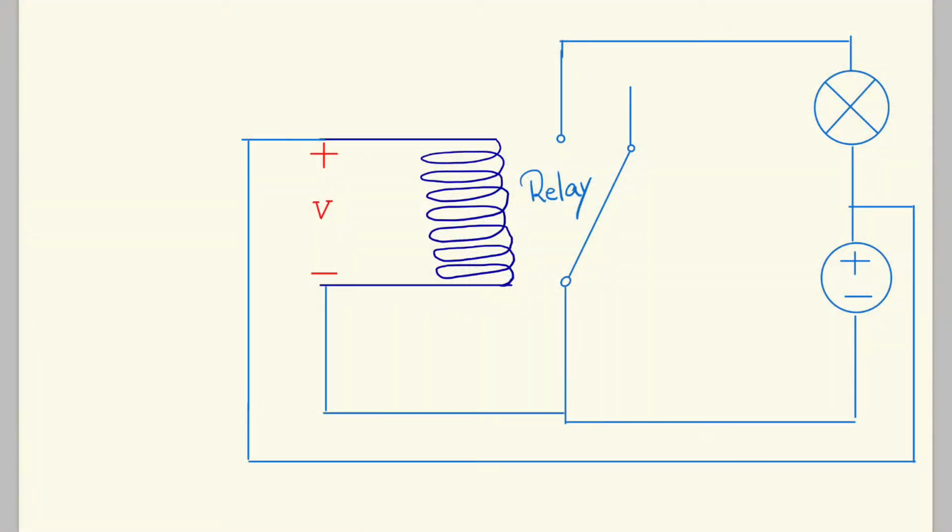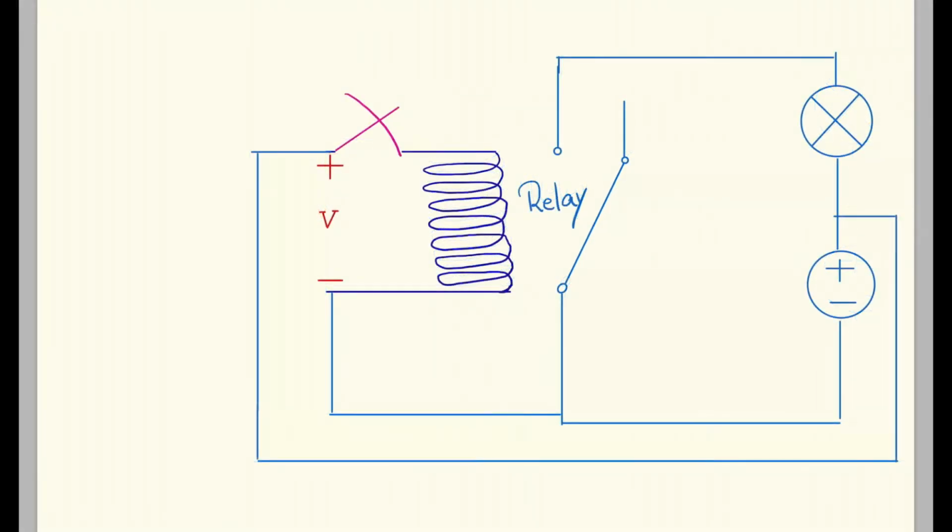Here you see a simple relay circuit. As you see, there is the coil that is connected to the voltage supply. There is the metal that is working as a switch that is connected to the light bulb. Now assume that the coil or the relay is connected to the voltage supply, or in other words, it's closed.